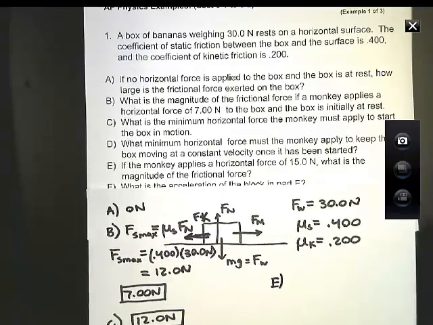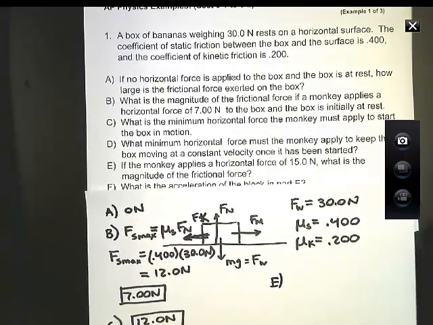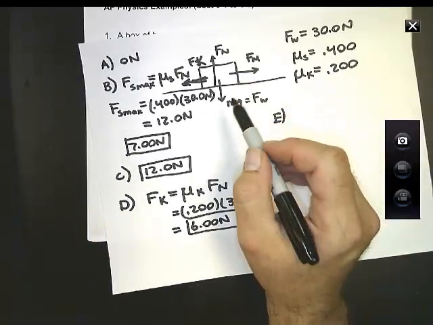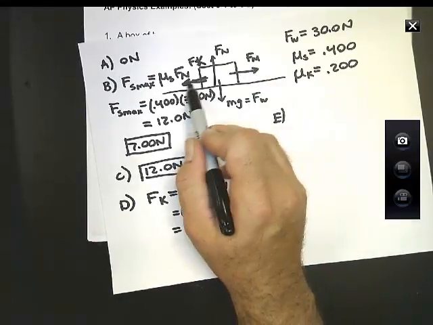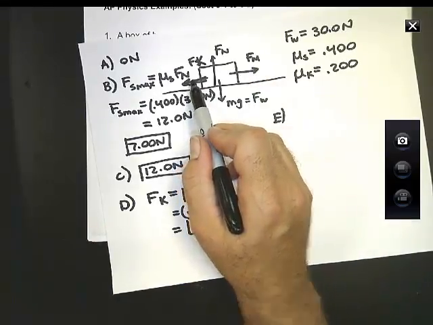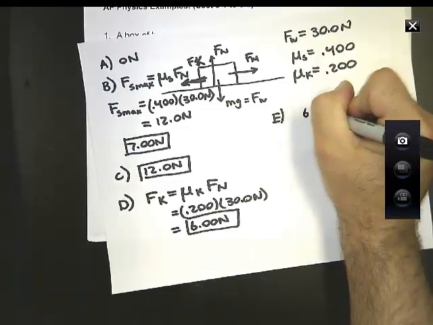E, if the monkey applies a horizontal force of 15 newtons, what is the magnitude of the friction force? Now the answer is a little tricky because if the monkey is applying 15, the kinetic friction can't get any higher. Remember, that's a constant. So the answer is 6 newtons.